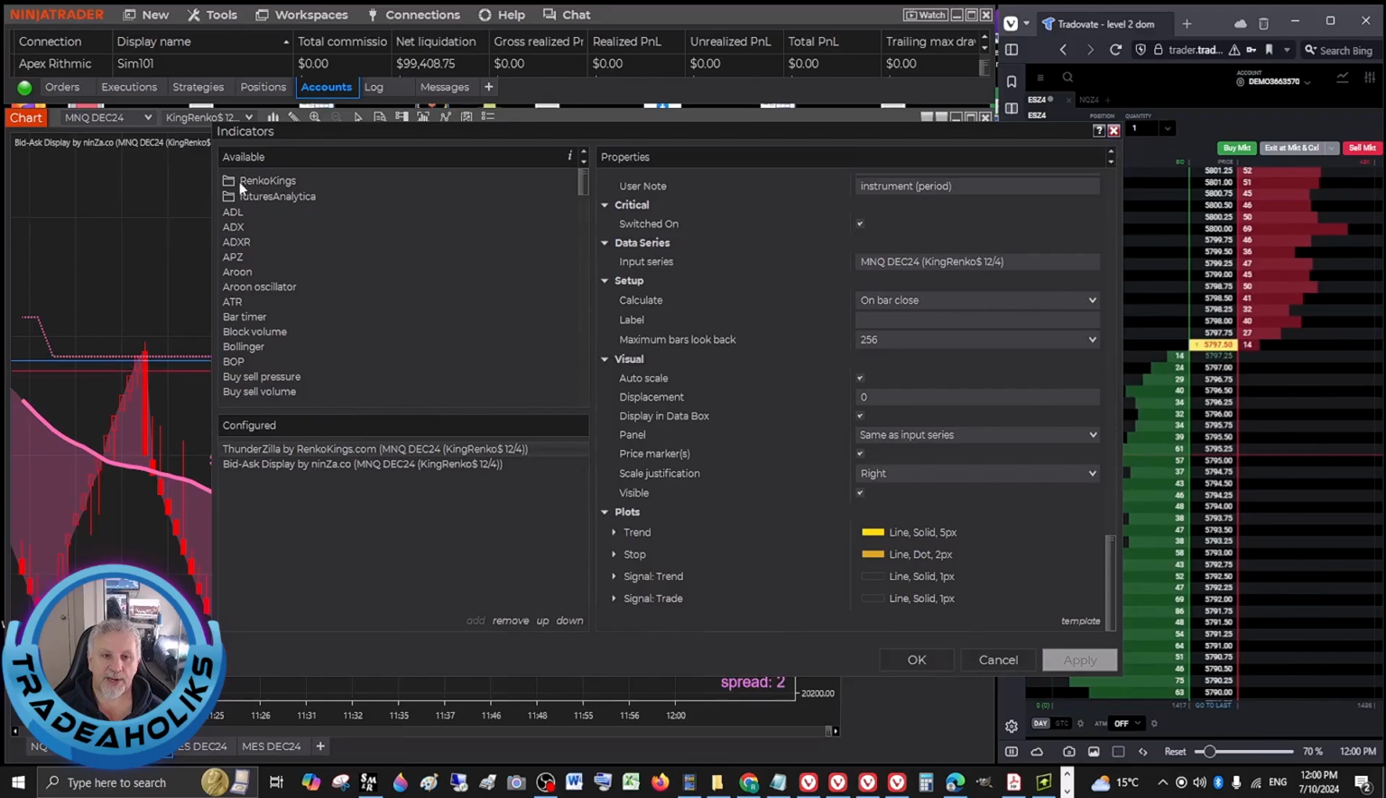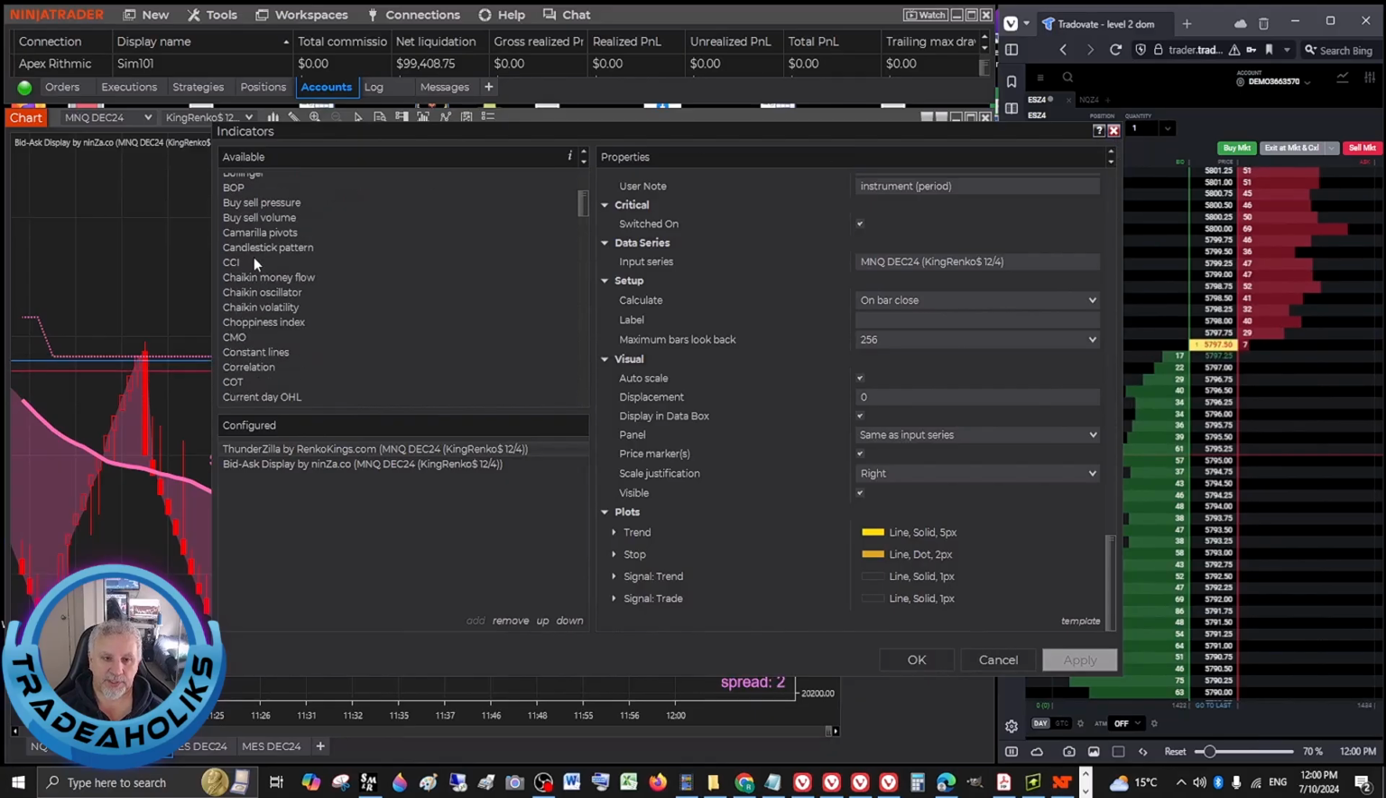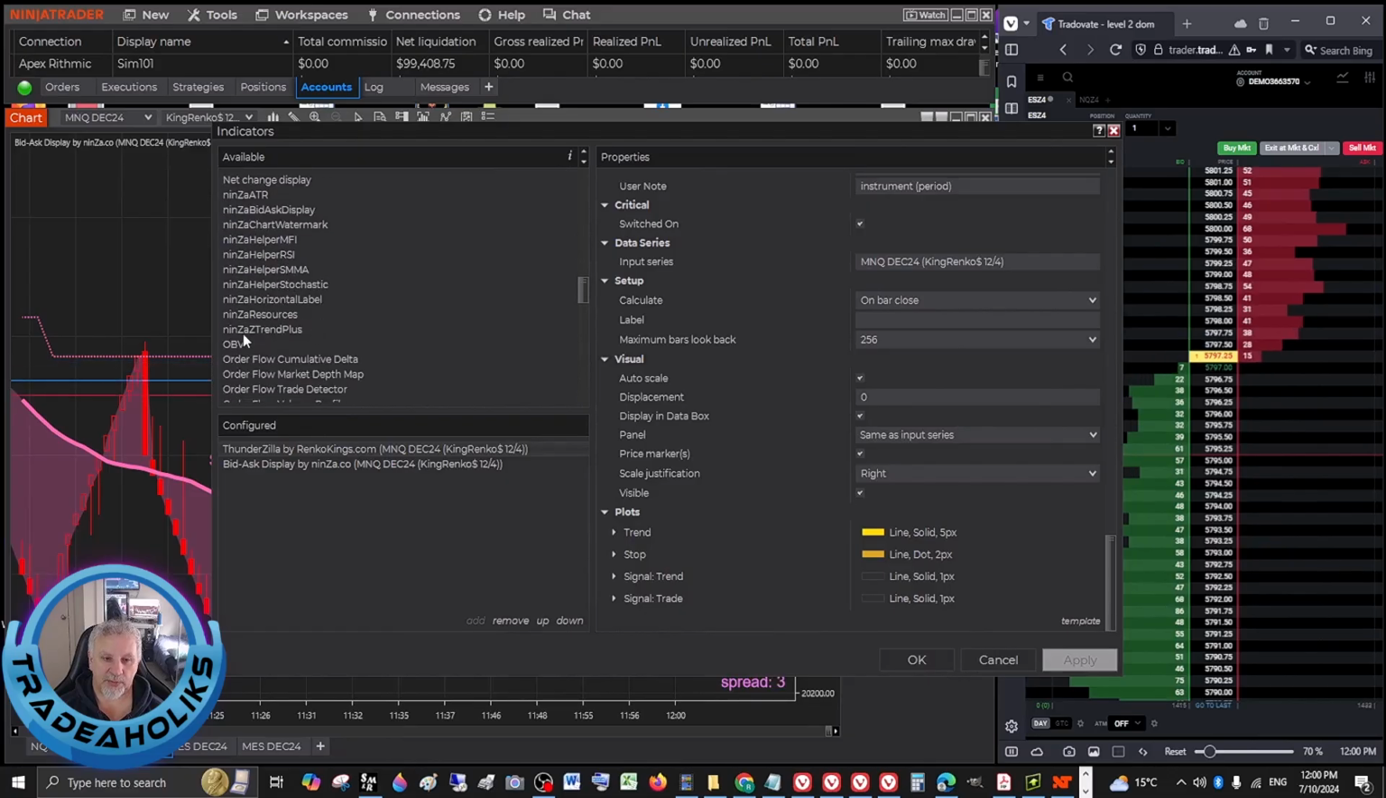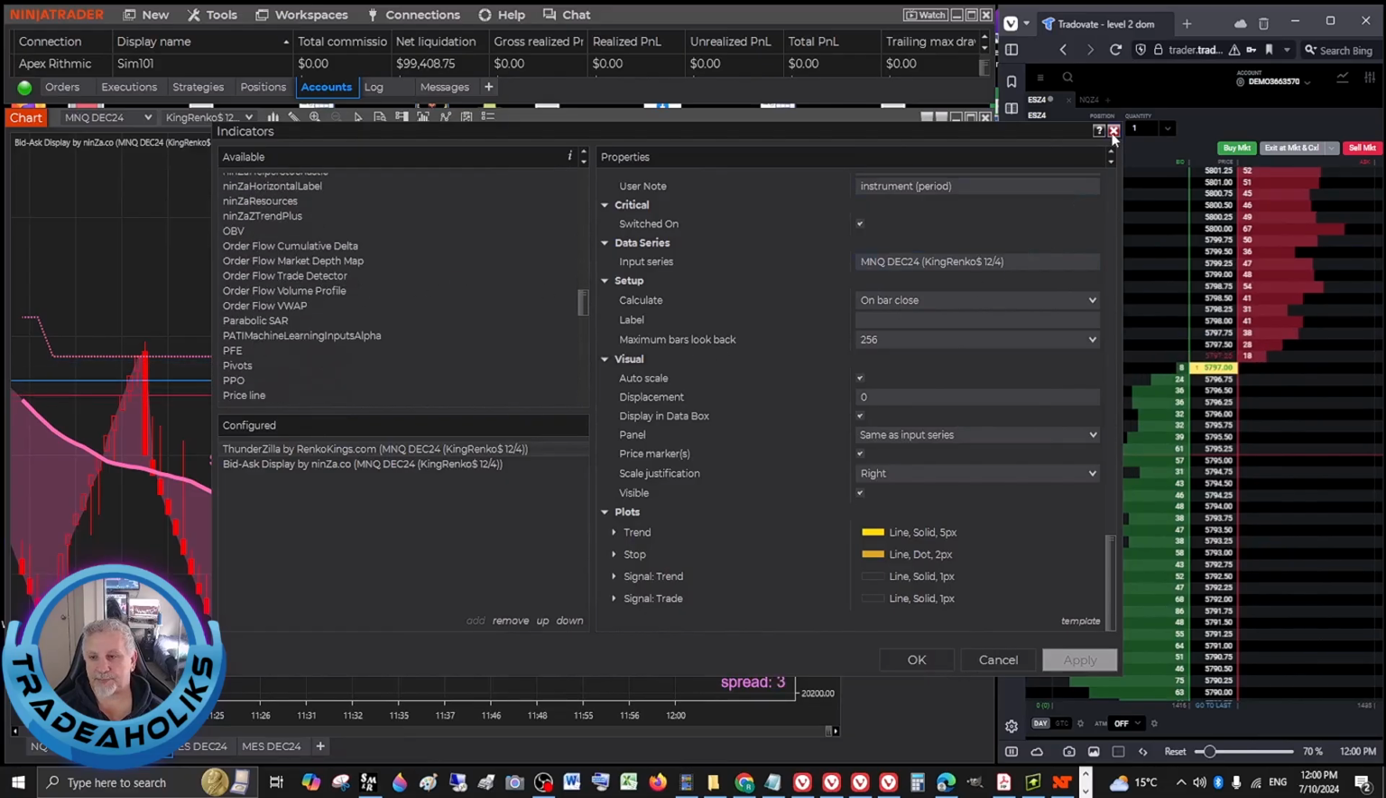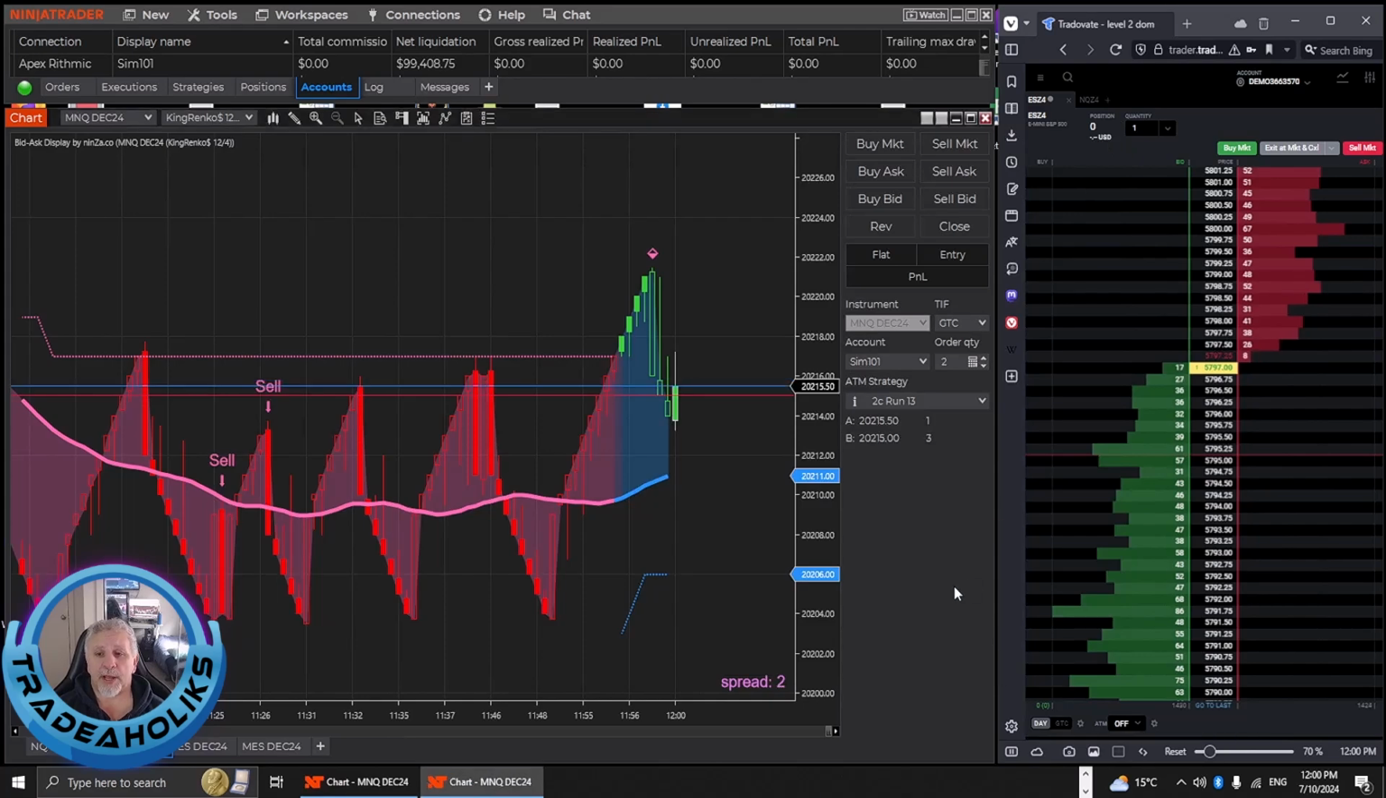Okay, so you'll see the King Renko bars here, and if you scroll down there, there's all the Ninja Renko products. Okay, so look, that's it pretty much. It's a really good system to help you with confirmation with everything else I use, and I hope you got a lot out of that, and it'll help you be a better trader.